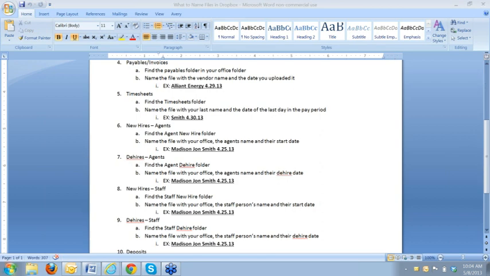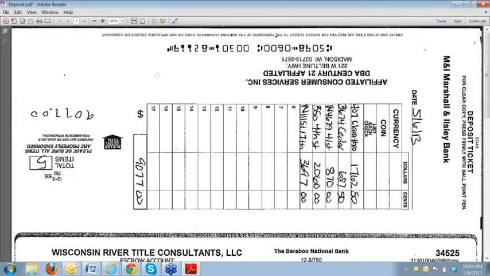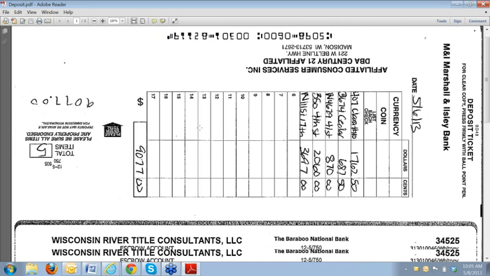I do have one more thing I want to show you guys about deposits. When you are uploading them, we want them to look like this. So this is your deposit slip. What we want is the name of the street. So, for example, this first one is 407 Clara and the amount.